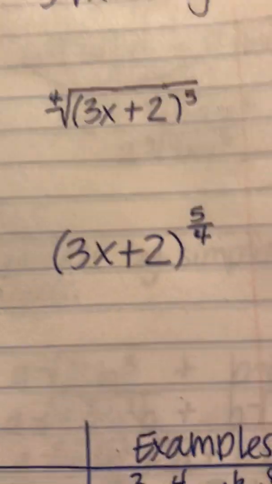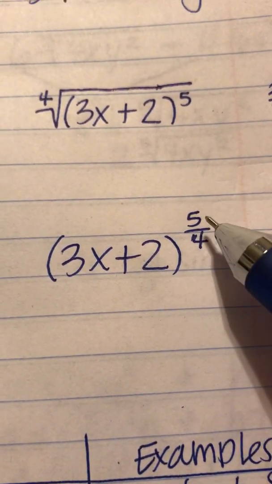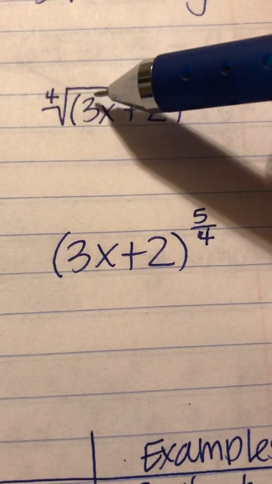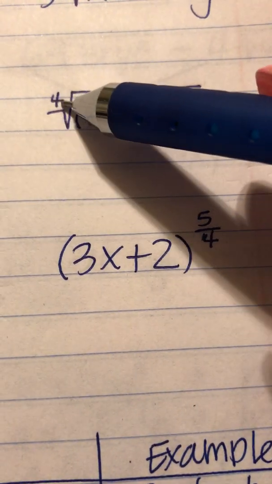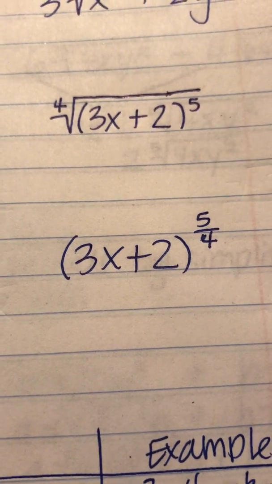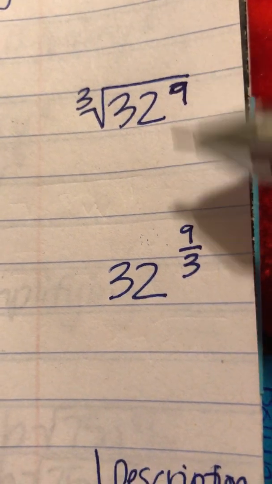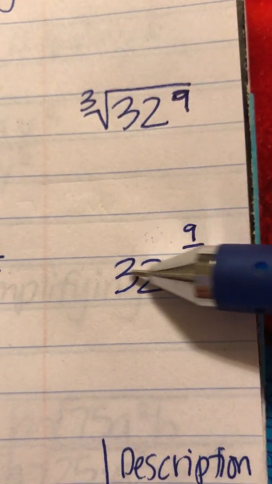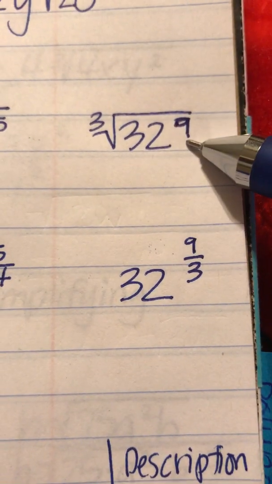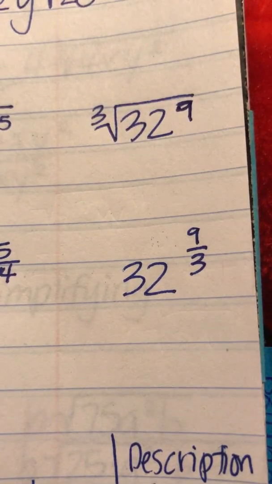Okay. Another example here is if we have the binomial 3x plus 2 to the power of 5/4, then what we have is 3x plus 2 within a radical sign to the index 4 raised to the 5th power. Finally, if we have a number like 32 to the 9/3, then we have the cubed root of 32 raised then to the 9th power.